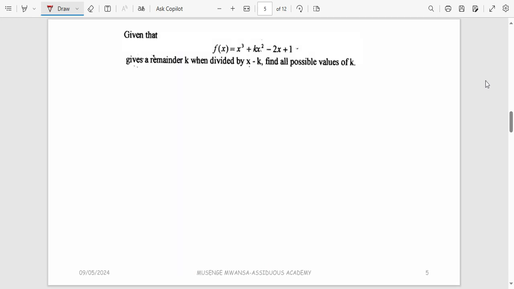Very easy. Okay, we've talked enough. Let's go through exam questions. I've talked about everything you need to know about polynomials. Let's now apply the knowledge to exam questions.